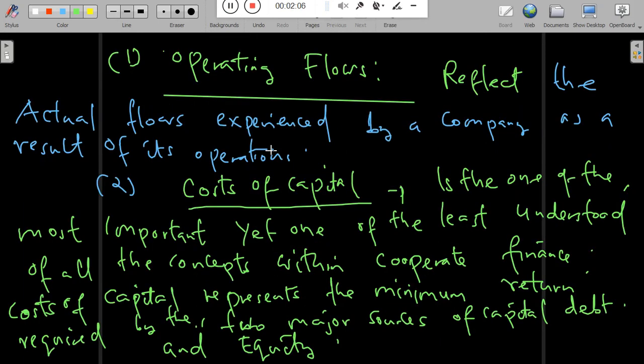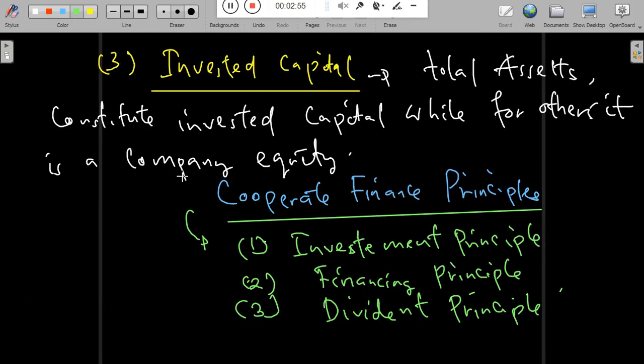The cost of capital tends to represent the minimum return required by the two major sources of capital, debt and equity. As for invested capital, total assets constitute invested capital, whereby it is the total amount of money raised by a company by issuing securities to equity shareholders and debt bondholders and so on.